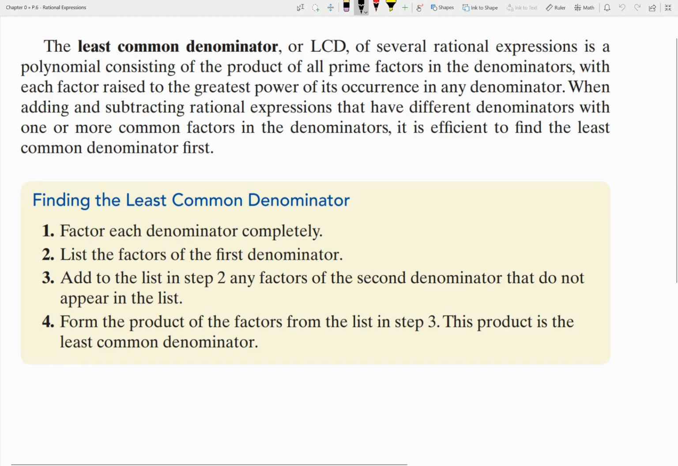Again, if that was confusing, here's a step-by-step breakdown. First, factor each denominator completely. That makes sense. You want to see all the different factors. Then put everything in the first denominator and add to it anything in the second denominator that doesn't appear in the list. And we need the greatest degree, the greatest power of all of these different factors. And then multiply them all together, and you've got the least common denominator.